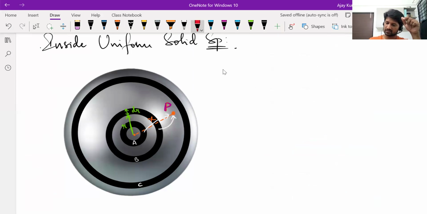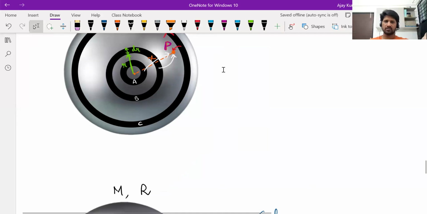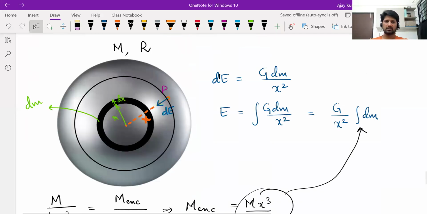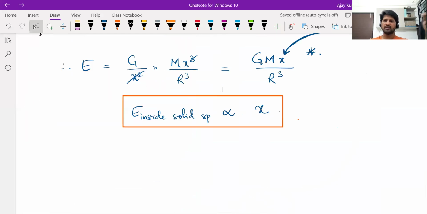But to some shells, it will be an internal point. Those shells won't create a field at P. Only the shells for which P is external will create a field, and that is what we considered. One of those shells, how much field it creates, integrate, you will get the total field. So GMx by R cube.